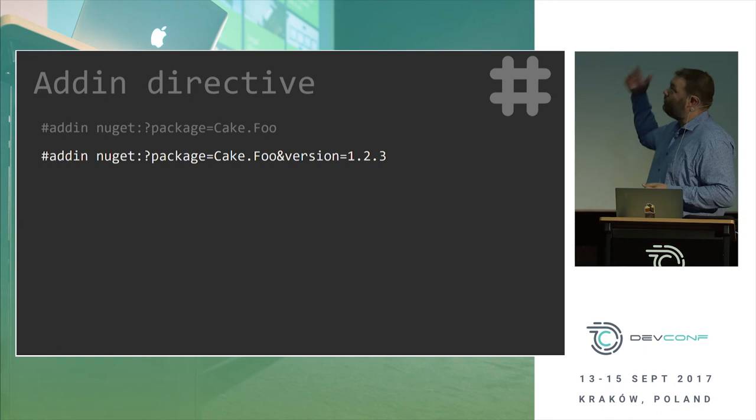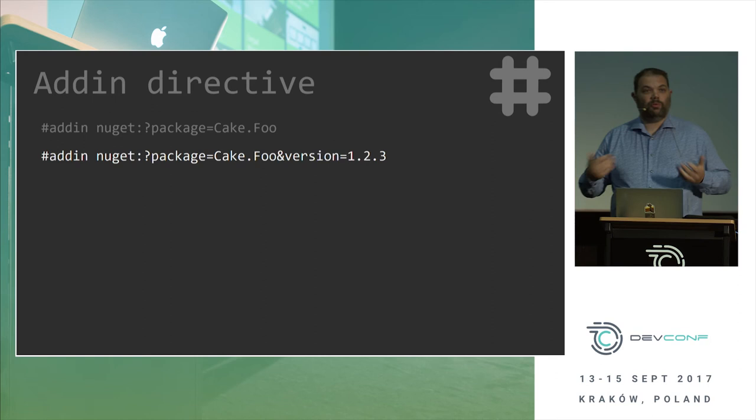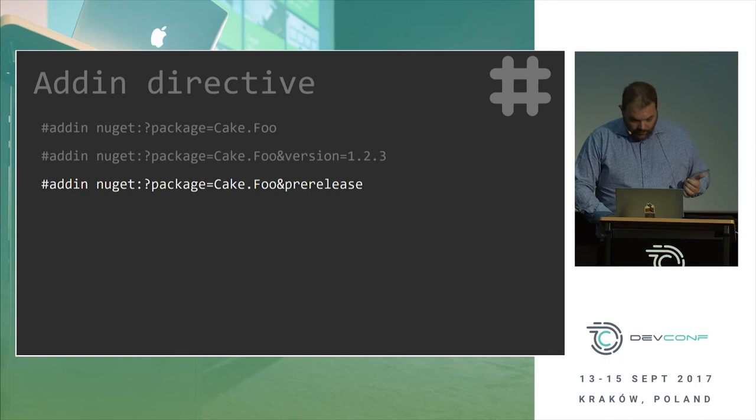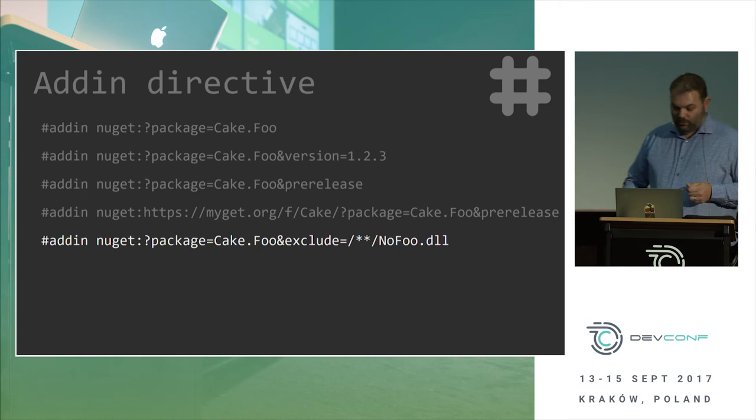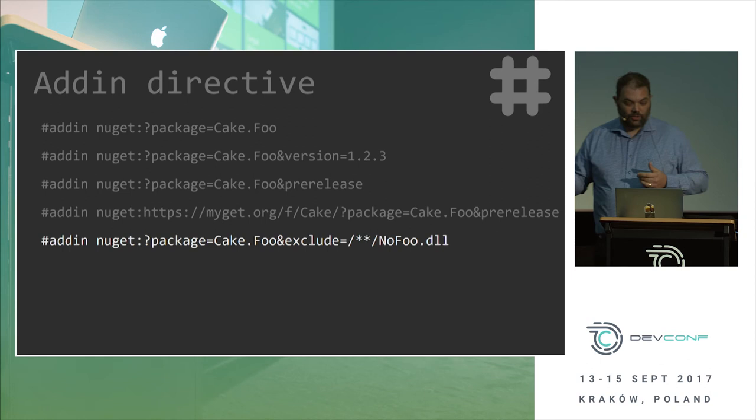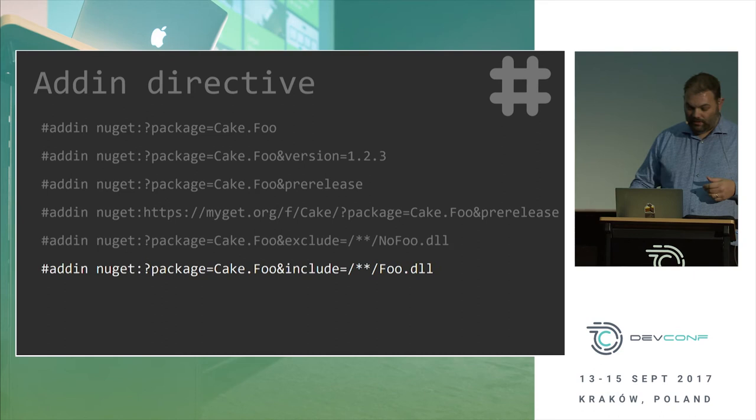So if you want reproducible builds, you need to specify a version. And you can also force a pre-release, there's a flag for that. We also have flags, so you can say, I want it from this specific feed. If you have a private repository or something like that, you can fetch from that. We also have support to exclude: if a NuGet package has multiple assemblies, you can choose, with a globber pattern, to only load one. We also have support to include the same way. And these can be combined, so you can have multiple filters.